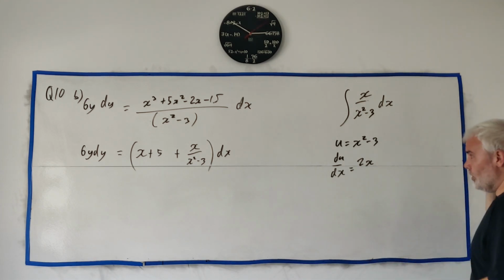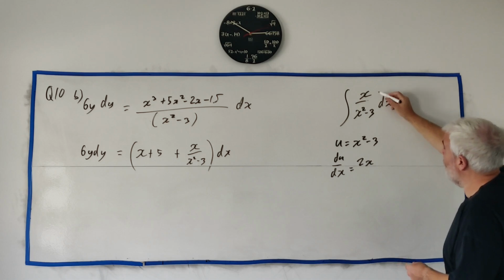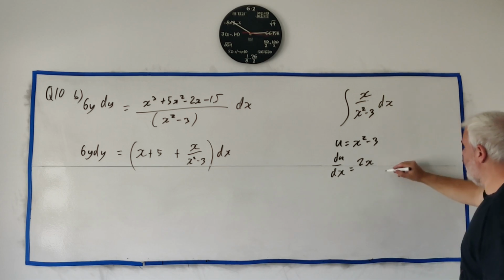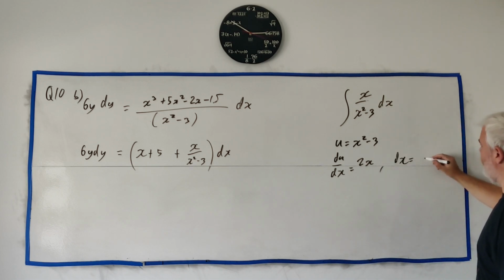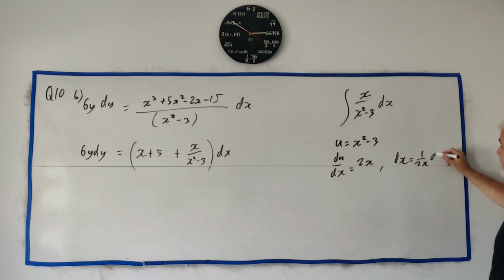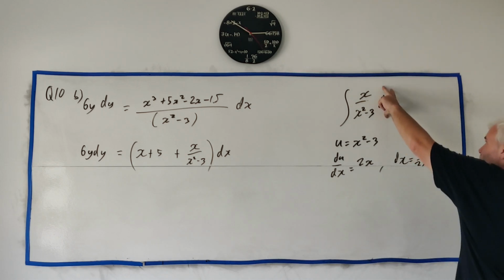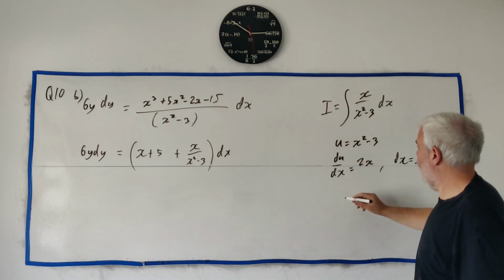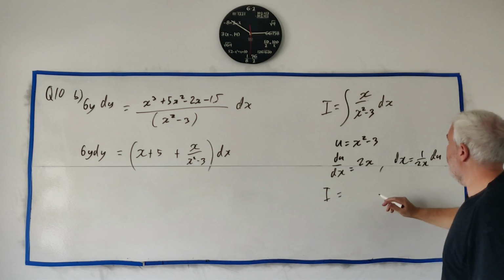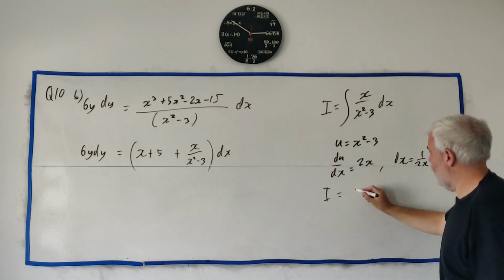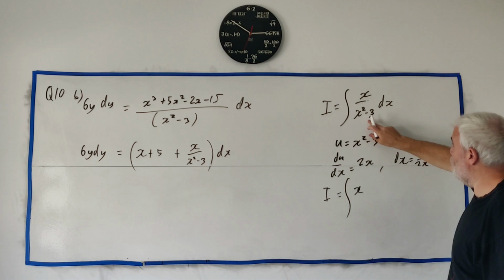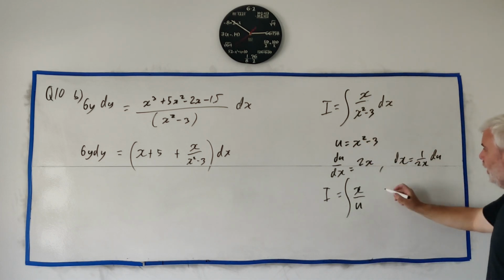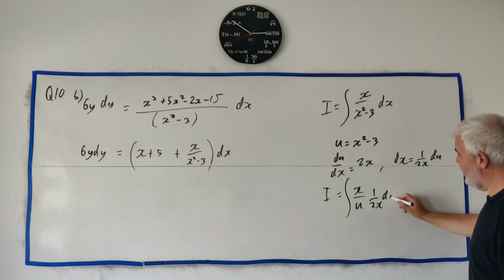You don't always do it, but I like to rearrange it because we want to replace this dx. So we rearrange dx up here, 2x down there, we write it as dx is equal to 1 over 2x du. Okay, let's replace everything with these new substitutions. This integral I will become, we'll leave x alone. This x squared minus 3 is the same as u, so we'll put a u in there. dx, we'll put in 1 over 2x du.